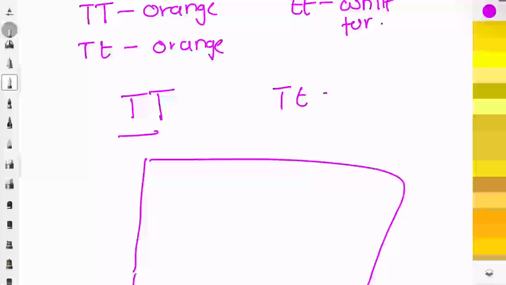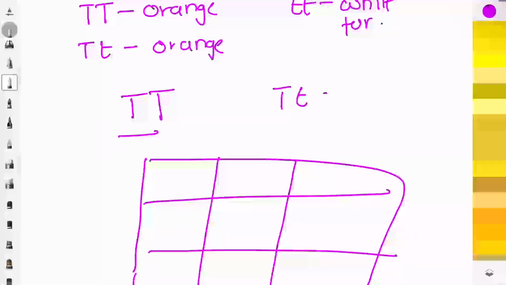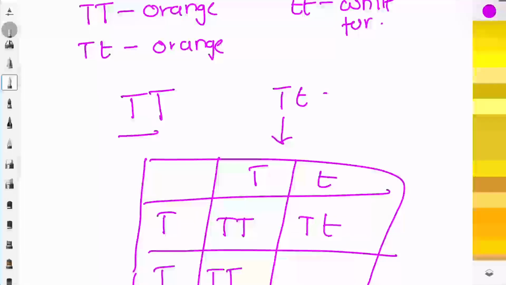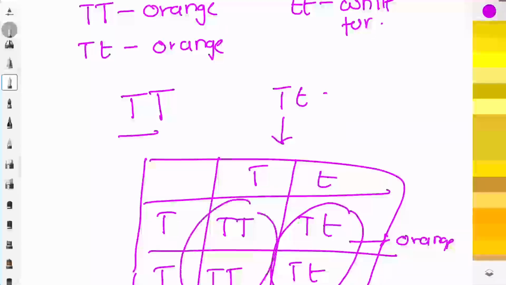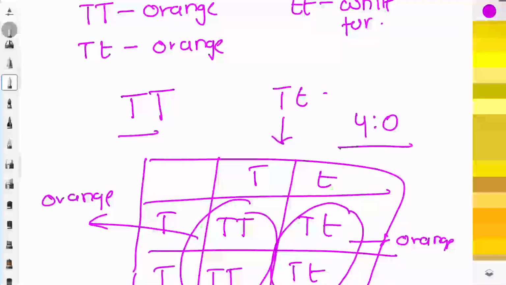Why? If you draw the Punnett square, capital T, small t, capital T, capital T, what do you realize? These two will also have orange, and these will also have orange, meaning that all 4 individuals will have orange fur, meaning that there is a 0% chance that any of the offspring will have white fur. Is that clear, guys? All of you understood?